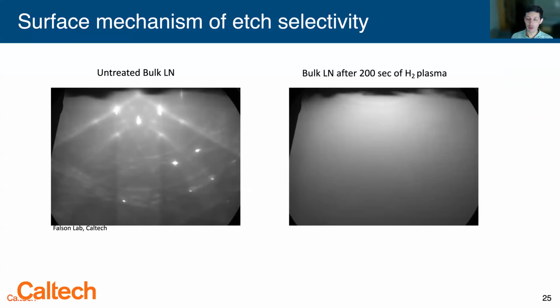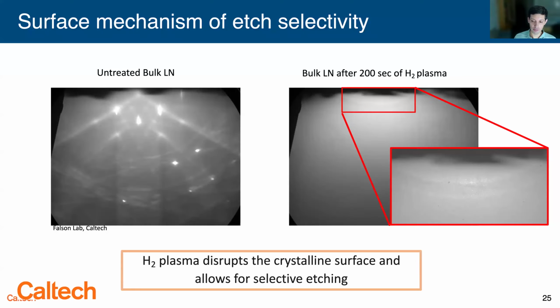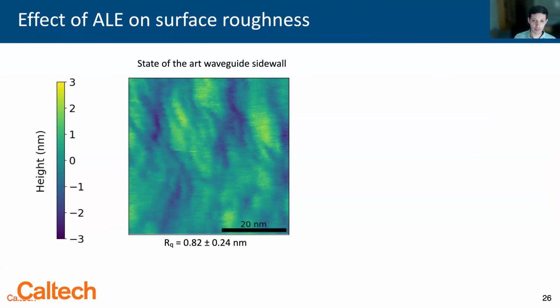On the other hand, after you expose lithium niobate to hydrogen plasma, those features largely disappear. If you really look carefully, you can see there are still some rings, which would indicate a polycrystalline character of the surface, but clearly the surface has been markedly disrupted. And so the hypothesis is that that disruption facilitates chemical reaction with the SF6 plasma, the fluorine radicals, that then produces etching. So this is the current theory that we believe is the origin of the selectivity.